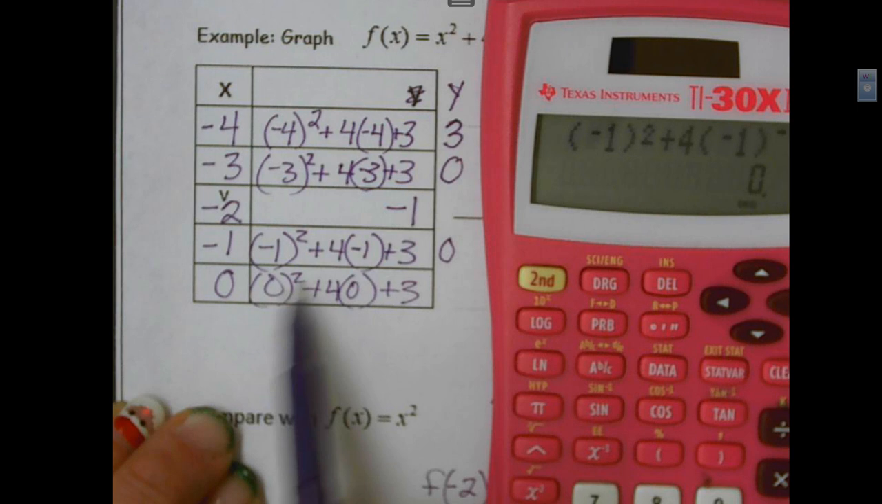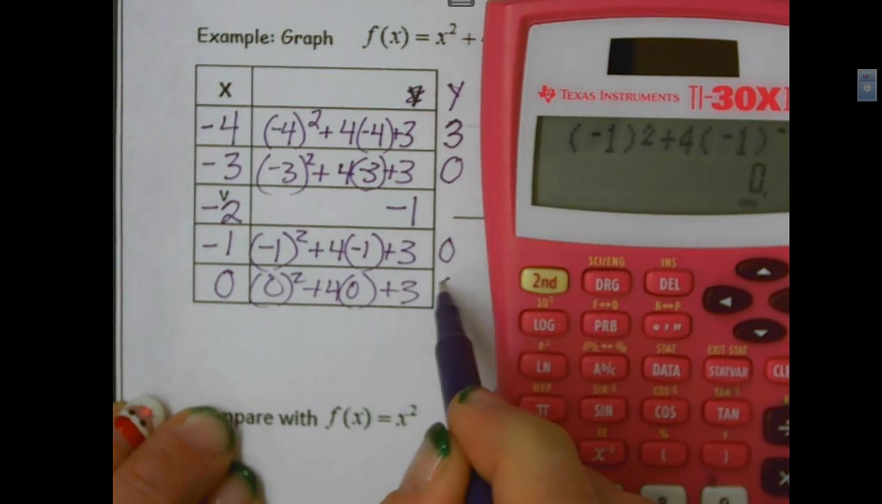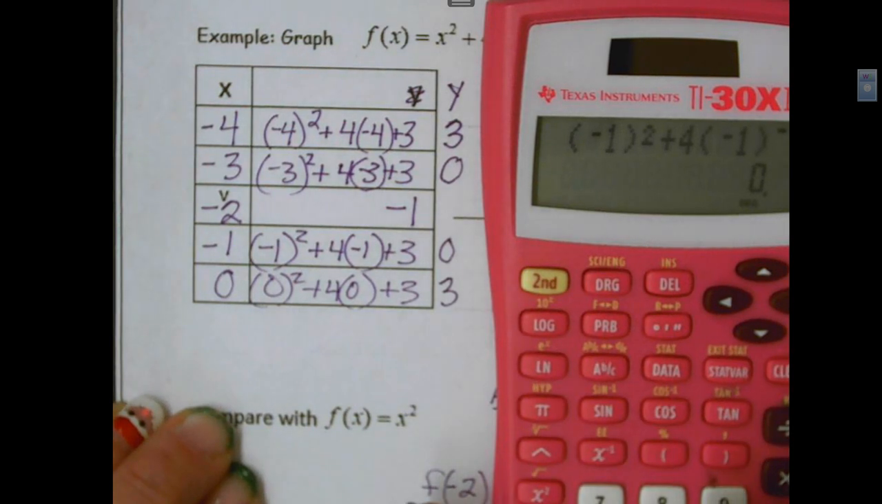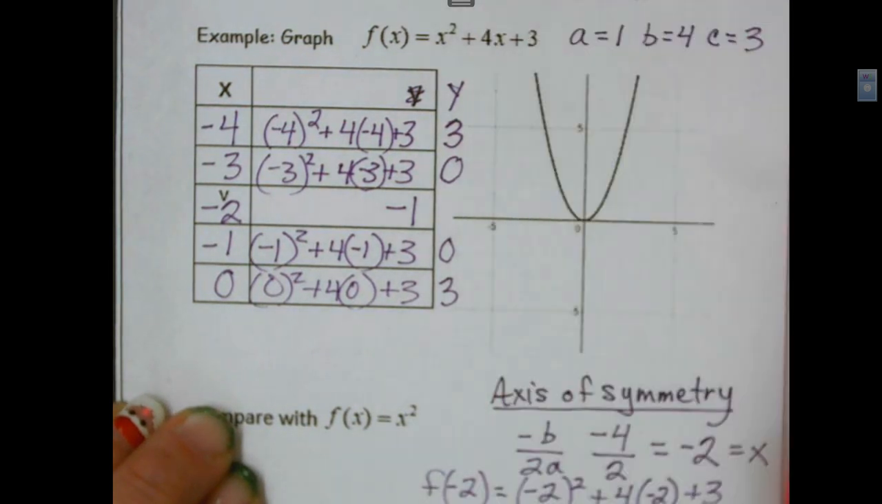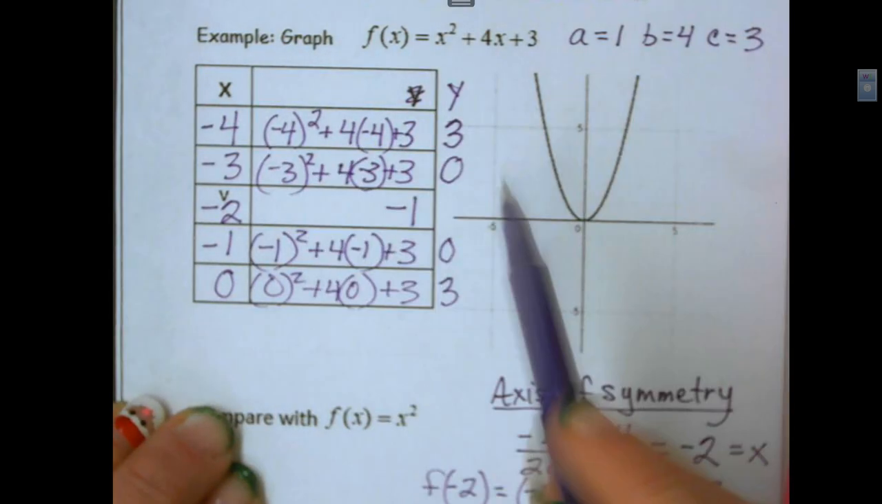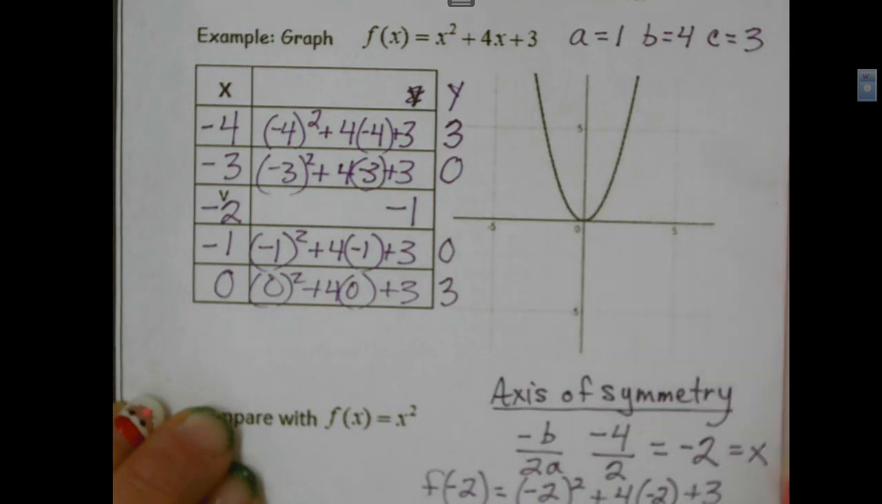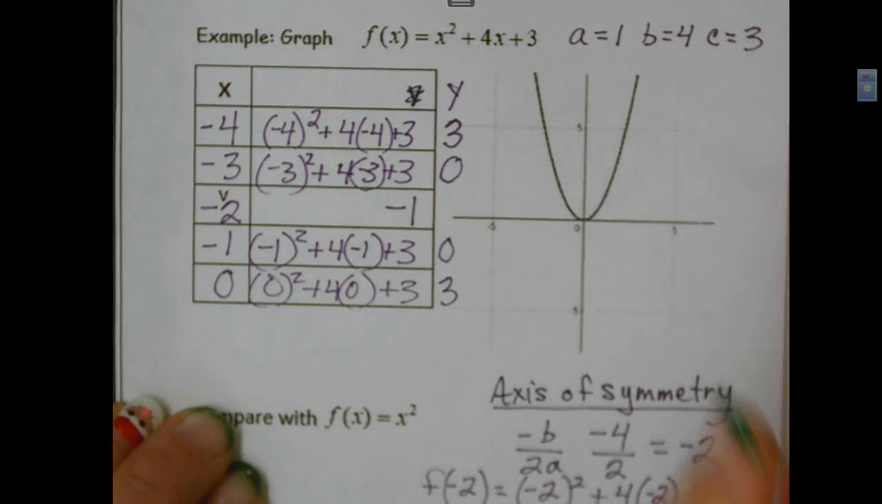Anything times 0 is 0, plus 3. Now, some cool things you're going to notice: if in your x we are increasing or decreasing by 1, we're going to get some symmetry here. And that's what happens with the parabola. That's why we have what's called the axis of symmetry.